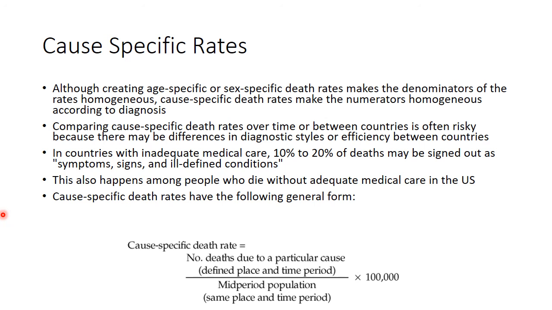A cause-specific death rate would have basically the following form. You take the number of deaths due to a particular cause, again defining place and time period, and divide by the mid-period population. So again, it's going to homogenize our numerators rather than homogenize the denominator here.